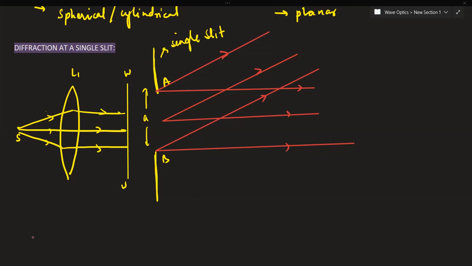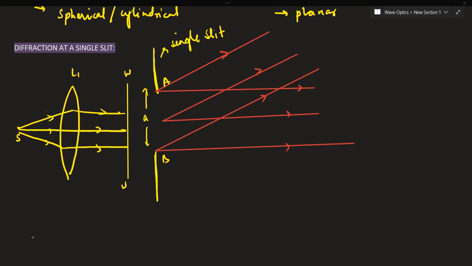All the parts of the slit AB will become the source of secondary wavelets, which all start in the same phase. These are the secondary wavelets only, spreading in all different directions. So this is causing the diffraction of light.